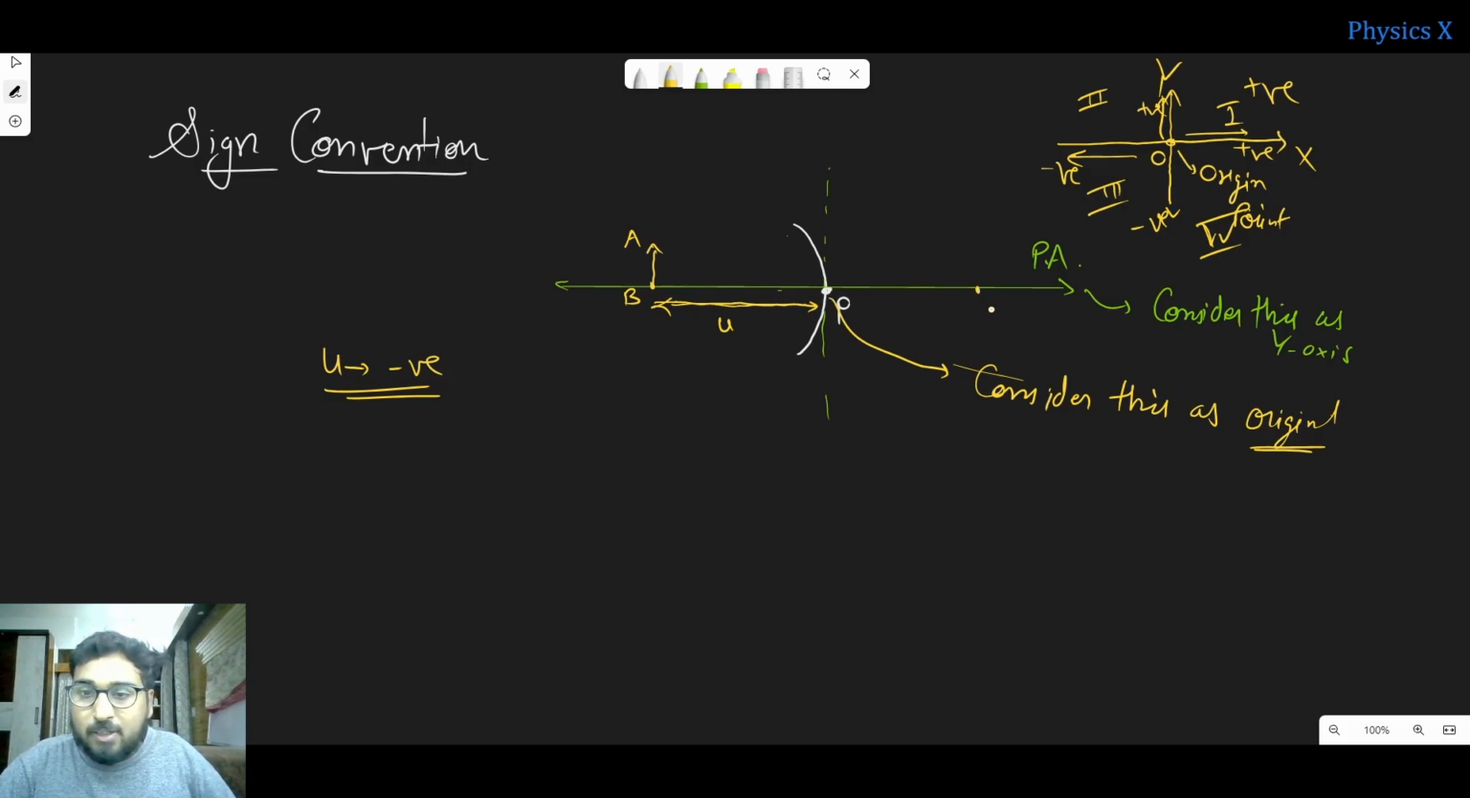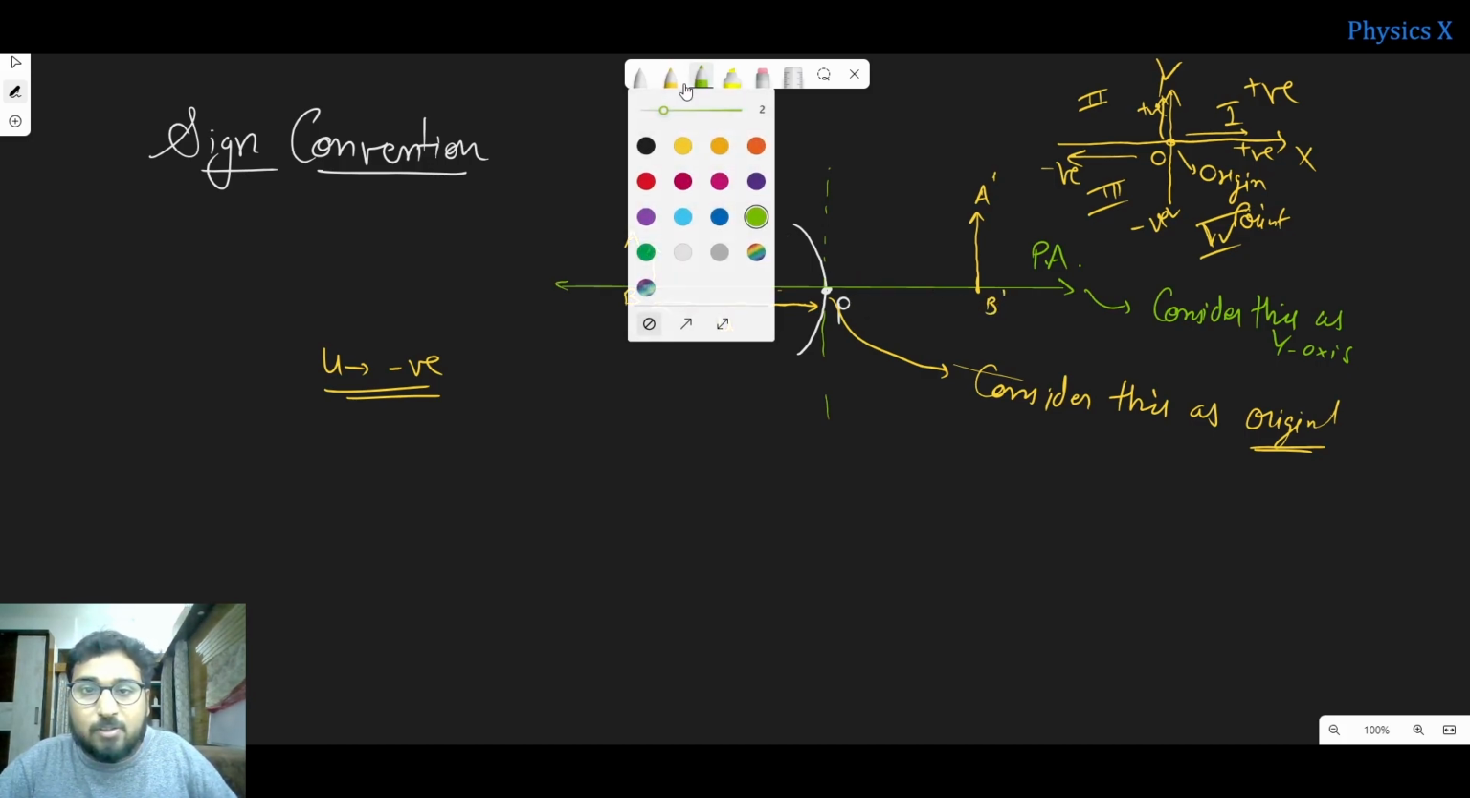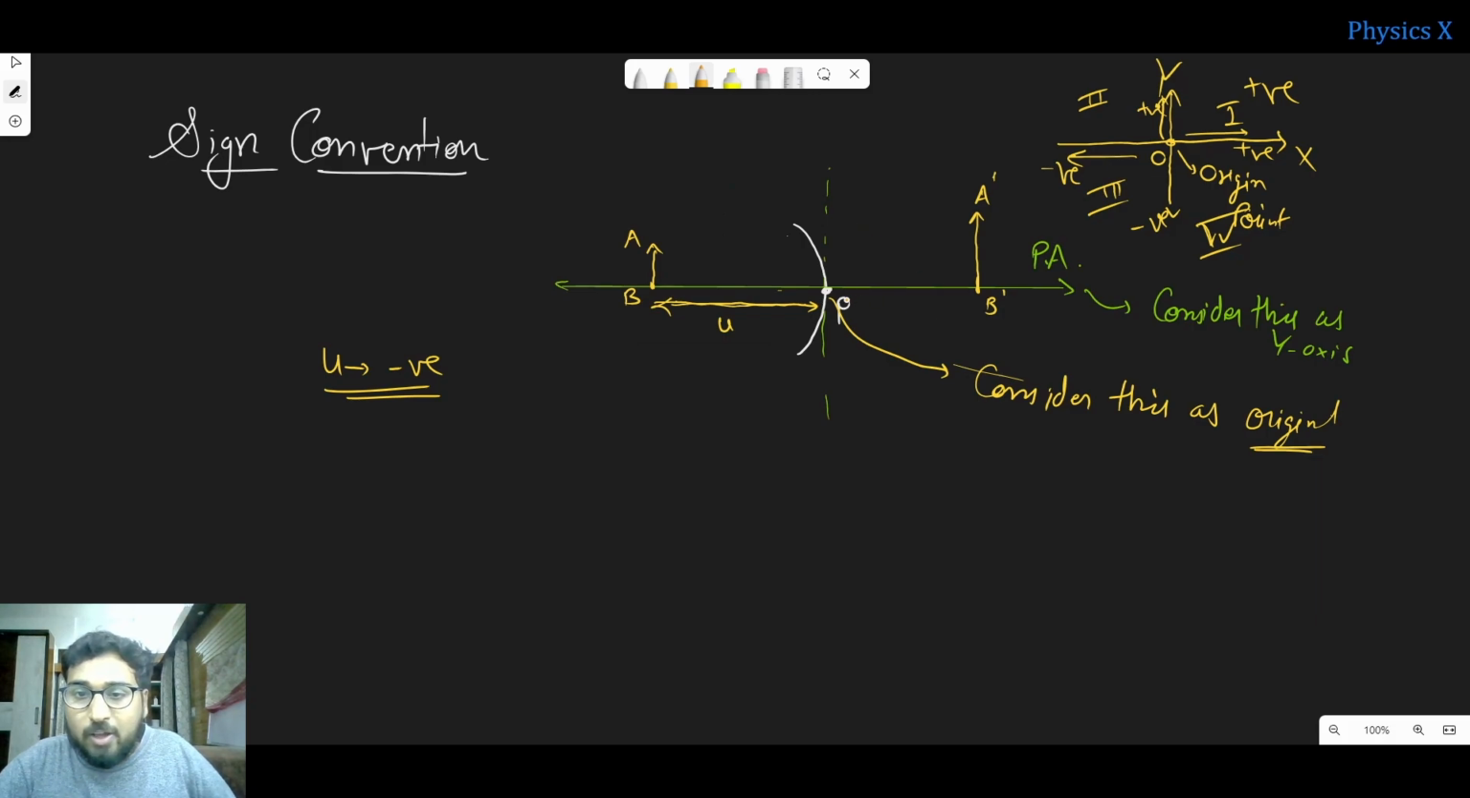Suppose I am taking an object here, and the image is formed here. Let us say A dash B dash is the image. Now I am considering this distance, let us say v. Now what is the sign of v? We are measuring v on the x-axis, a horizontal distance, right? Now this is on the right hand side of the origin, that means v will be positive. So anything we measure on the right hand side is positive. On the left hand side it is negative.